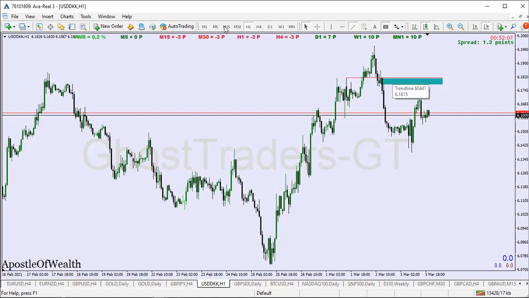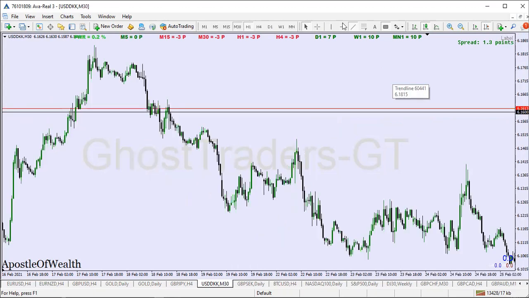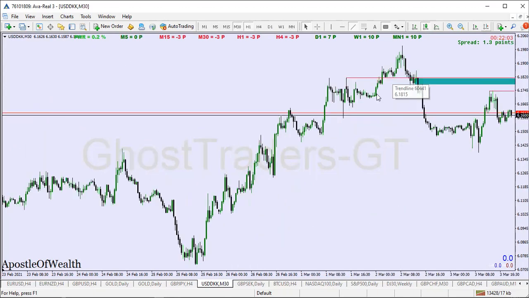So let me just go to a smaller time frame so that it will be clear for you to see that we have a breaker here, okay? You see? This is what I'm talking about. And then price came back. This is a smaller high that we have. Price came back and took it. So if we look at it from this angle, we get to see that this is a breaker, okay?